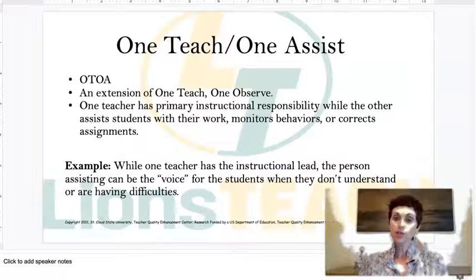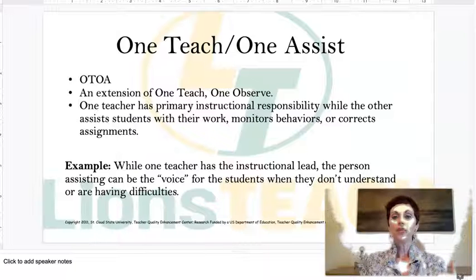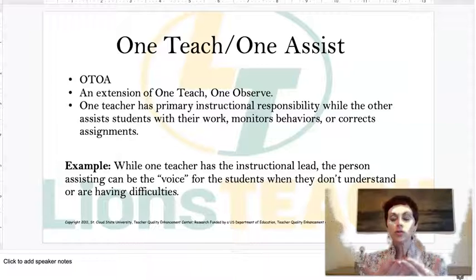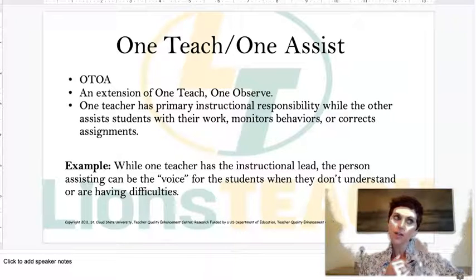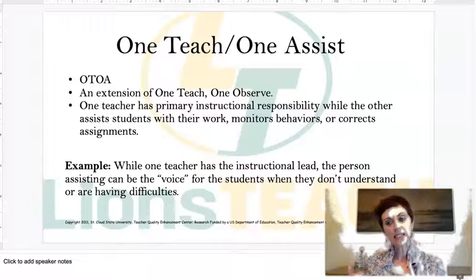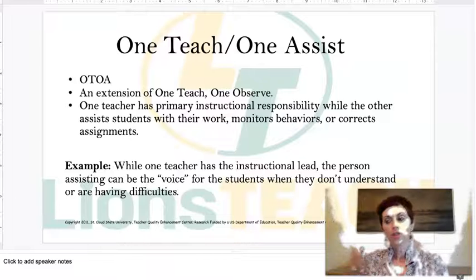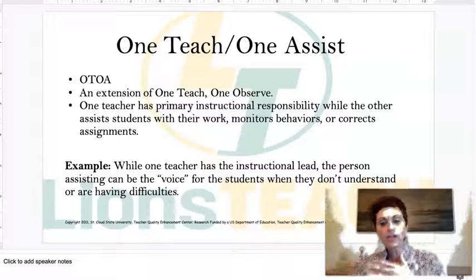Similar to one teach, one observe is one teach, one assist. It's an extension of one teach, one observe, but the person who is doing the observing or the assisting actually becomes a little more involved in the lesson. Again, we're still having the primary teacher with the responsibility of instruction. The one who is assisting may actually be working one-on-one with a student. That might be a situation where you would see leaning over and double checking.